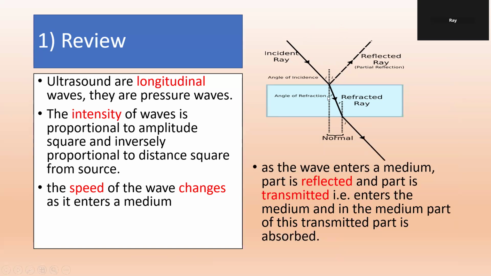That's the incident ray, incident angle. Part is reflected. There's the angle of reflection, same as the angle of incidence. And part is transmitted. Transmitted means it enters the boundary. This is also called transmitted but we are more interested in this one. It goes inside, enters the medium, and in the medium, part of it is transmitted and part is absorbed. So the reflected part is transmitted. At the same time, this one is absorbed inside the medium.